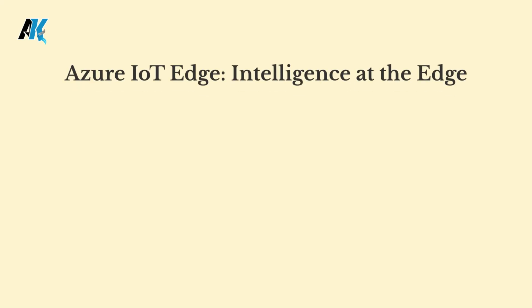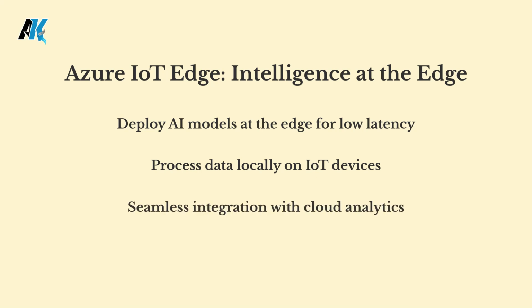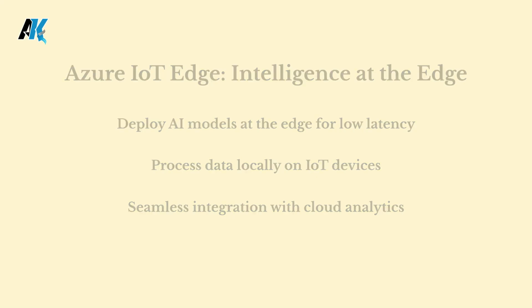Azure IoT Edge extends the power of cloud intelligence to edge devices. By deploying AI models at the edge, organizations can process data locally, reducing latency and improving real-time decision-making. This is especially useful in scenarios where connectivity to the cloud is intermittent or where real-time processing is critical, such as in autonomous vehicles or industrial robotics.